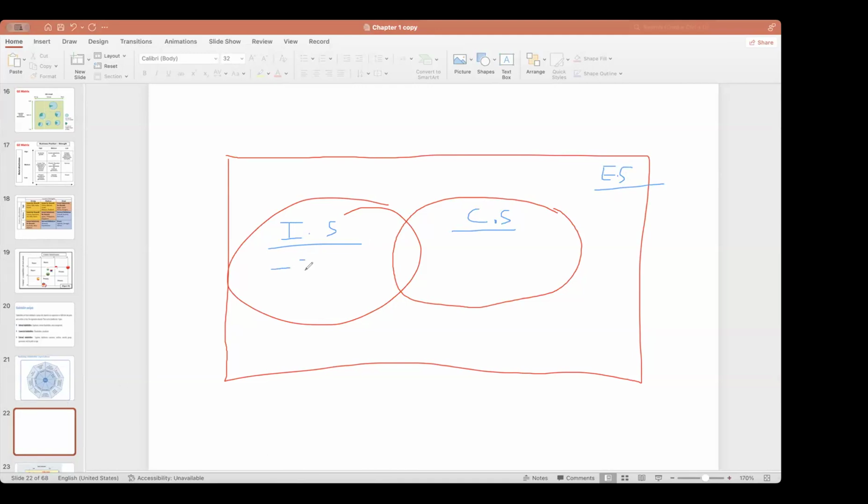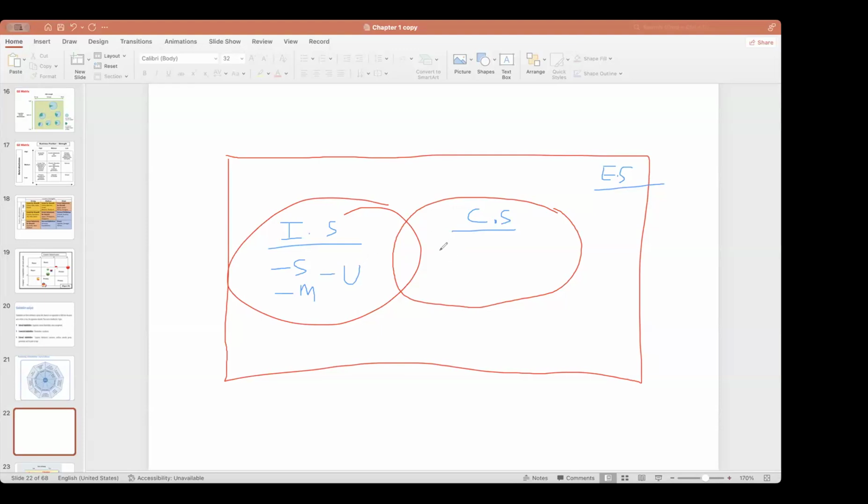So your internal stakeholders are your staff, the management, and unions. They are all stakeholder groups within the organization. Your staff, management, and unions are all internal stakeholder groups.